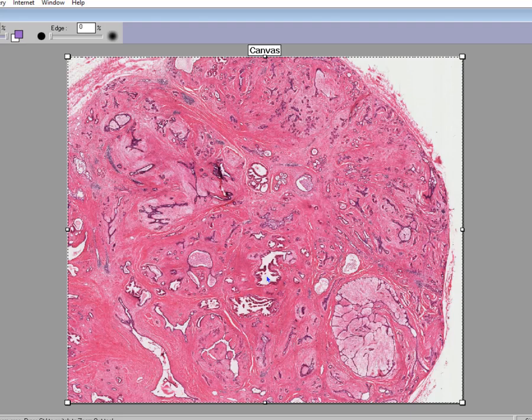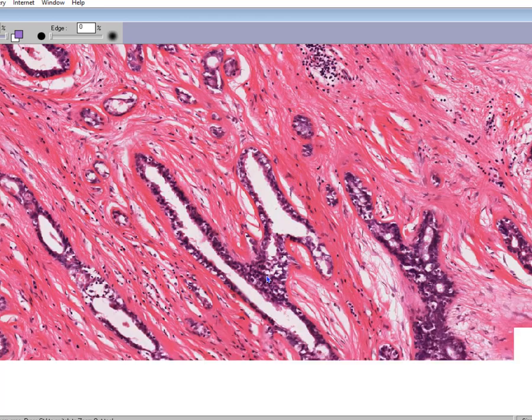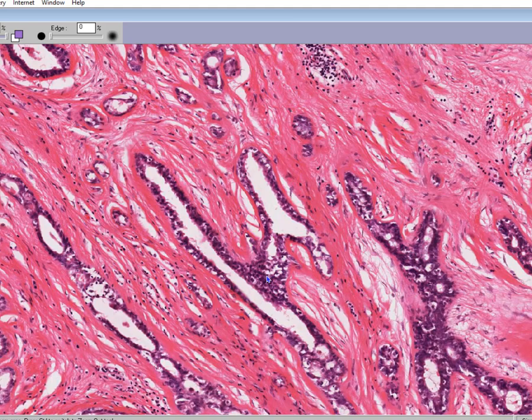Let's take a look at these glands, which you might have been worrying about. You could see they're orderly. All the nuclei are kind of palisaded with each other. They don't merge into another one. They don't invade lymphatics or blood vessels. This is a fibroadenoma.